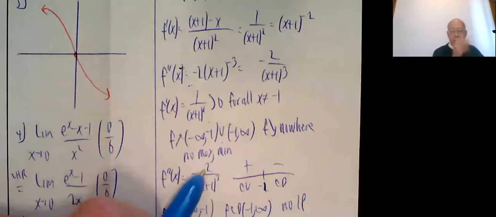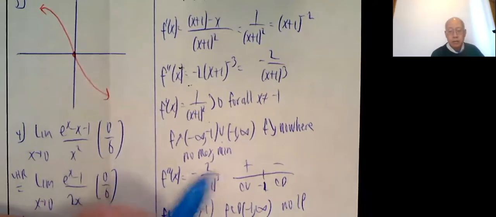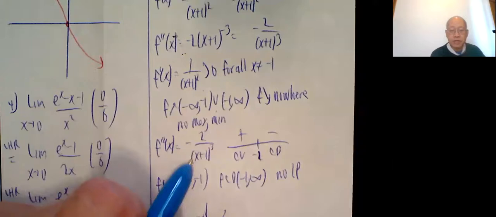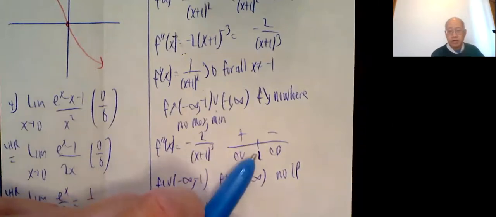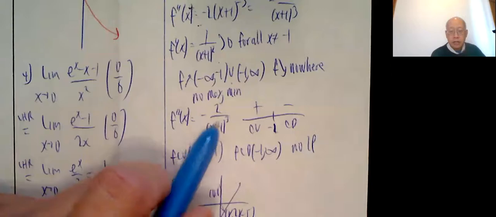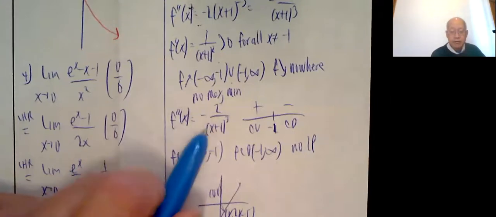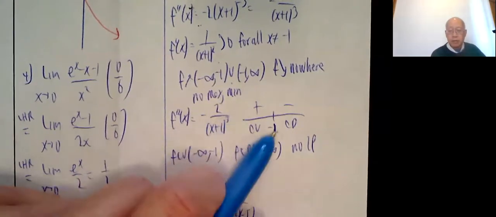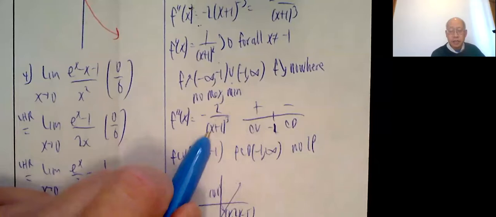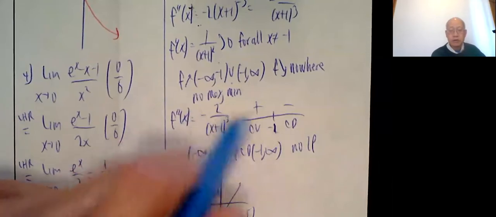Double prime, I cannot set that equal to 0, okay? But I do have a sign chart still. I do have to pass an undefined value, which is negative 1. So put down the negative 1, pick something here and here. So I plug in negative 2, the denominator would become a negative. Negative divided by negative is positive. If I plug in 0 on this side, the denominator would be positive, so the whole fraction would be negative.